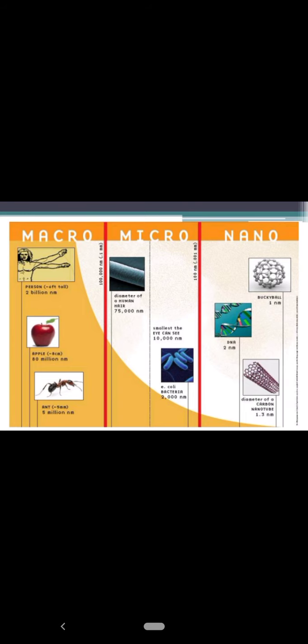Then comes the nano scale, in which DNA or the diameter of a carbon nanotube and buckyball come under this category. The DNA has a length of 2 nanometers. A carbon nanotube is 1.3 nanometers long. So these are very small structures.